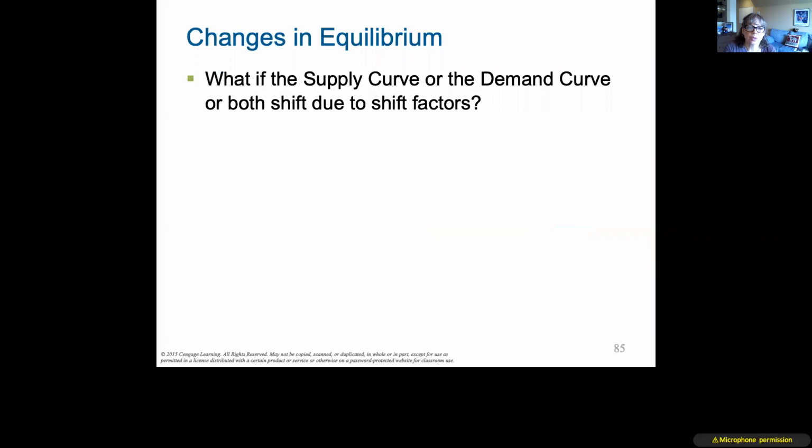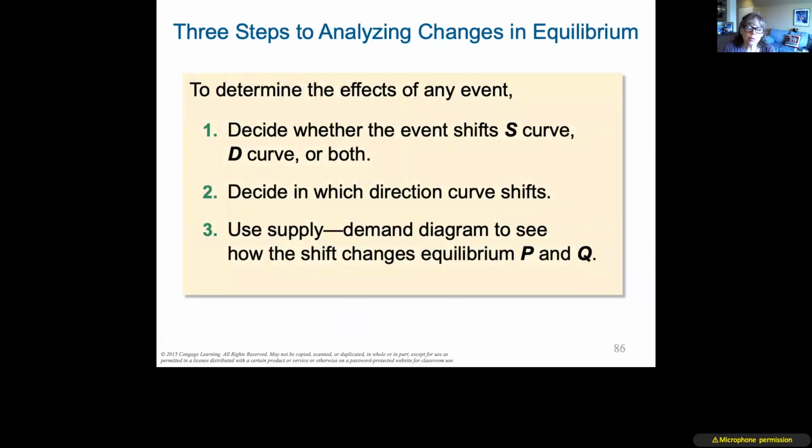So what factors shift them both or one? And how does the equilibrium change? Well, the equilibrium can change if the supply curve shifts, if the demand curve shifts, or both shift. So in order to figure out what to do, you need to first figure out whether the event shifts the supply or the demand curve or both. Then, just like before, you need to decide whether it's going to shift outward or inward, right or left. And then using the supply and demand curve, you can start to see how that shift affects the equilibrium.